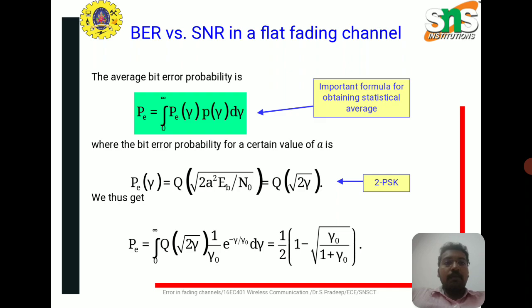We thus get the error probability P equal to integral 0 to infinity Q of square root of 2 gamma into 1 by gamma naught e power minus gamma divided by gamma naught d gamma, which is equal to 1 by 2 into 1 minus square root of gamma naught divided by 1 plus gamma naught.